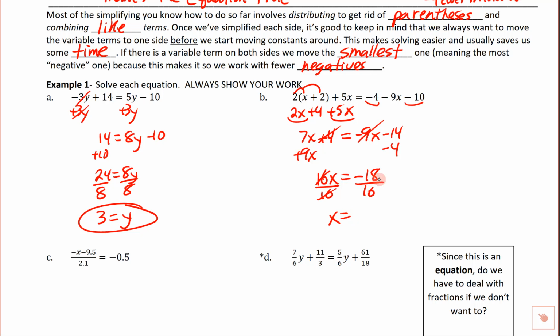Notice that 16 doesn't go in evenly, so I stop thinking of this as a division problem, start thinking of it as a fraction. And 2 goes into both of those. 2 is the biggest number that goes into both of those. So here's what we've got. 2 goes in here 8 times. 2 goes in here 9 times. Notice the negative, don't forget that. So we have negative 9/8, and that right there is the answer.